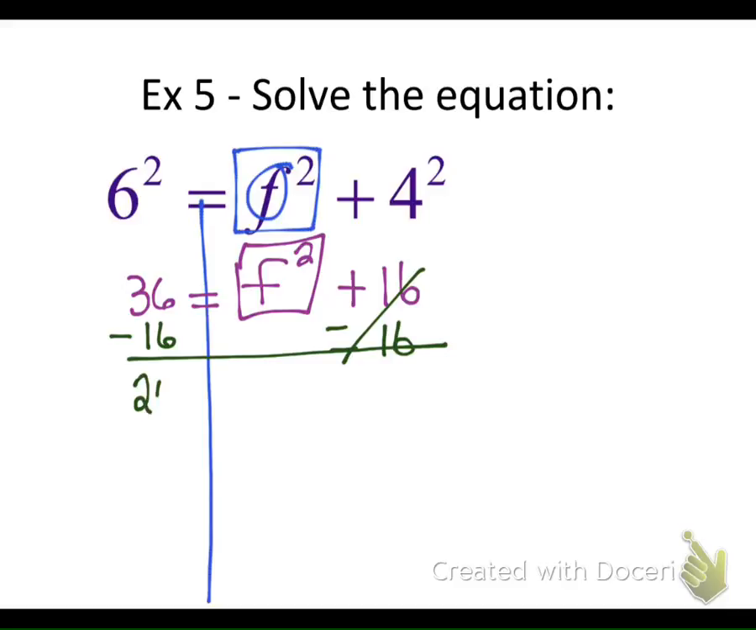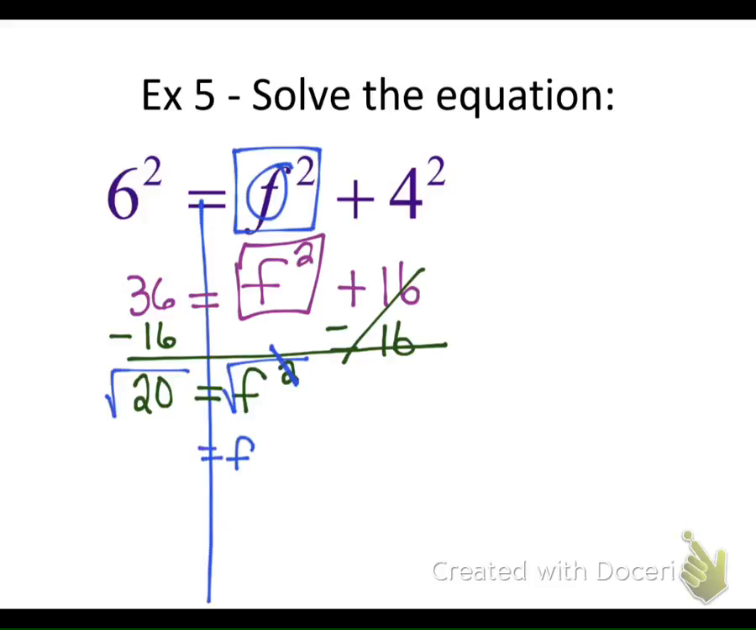Now, is my square by itself? Yes. So how do I get rid of that square sign? You square root it. So square and square root cancel.